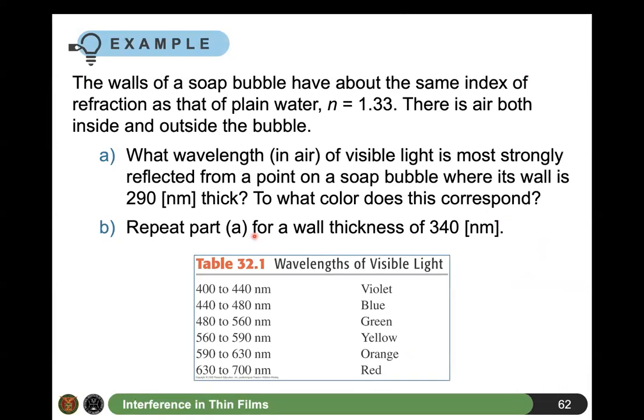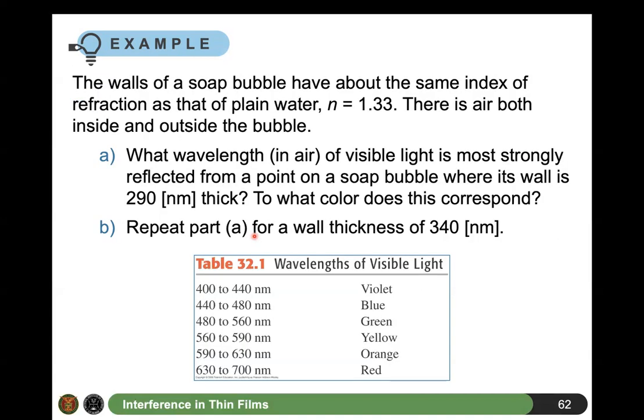And finally, sa final example, the wall of a soap bubble have about the same index of refraction as that of plain water. There's air both inside and outside the bubble. So what wavelength in air of visible light is most strongly reflected from a point on a soap bubble where its wall is this thickness, and what color does it correspond to? And then if nag-iba na yung thickness, ano ngayon ulit yung bagong color?